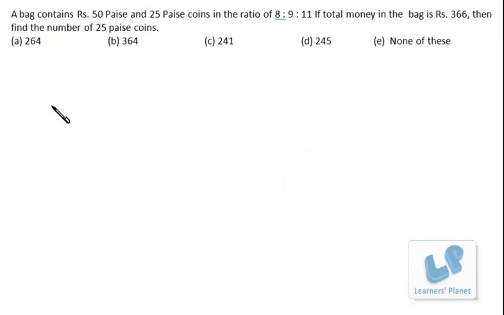Now let's try this question. A bag contains rupee, 50 paisa and 25 paisa coins in the ratio of 8:9:11. If the total money in the bag is rupees 366, then find the number of 25 paisa coins. Now friends, here we are given the coin ratio. That means suppose I have 1 rupee coin, 50 paisa coin and 25 paisa coin, and the coin ratio is 8:9:11. But the total I have been given here is in rupees. So first of all, we have to convert this coin ratio to their value ratio.